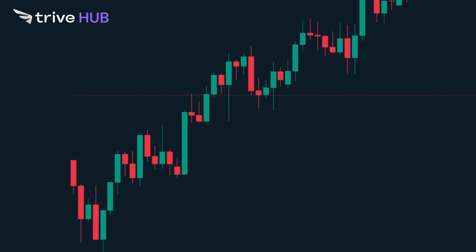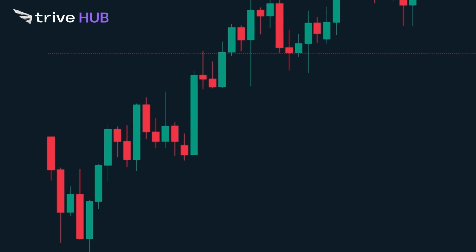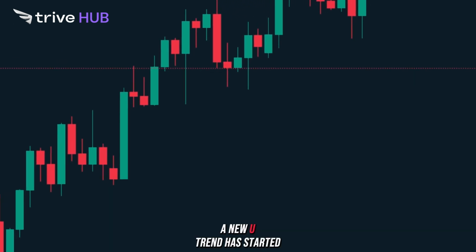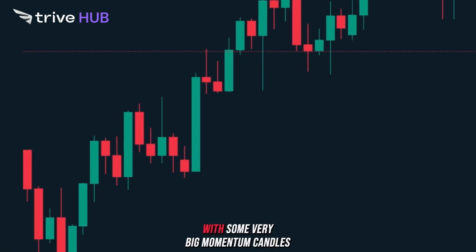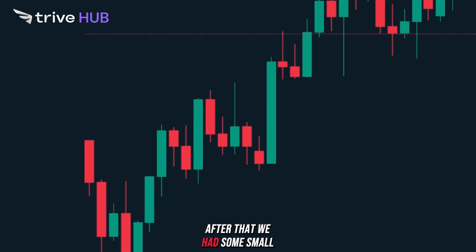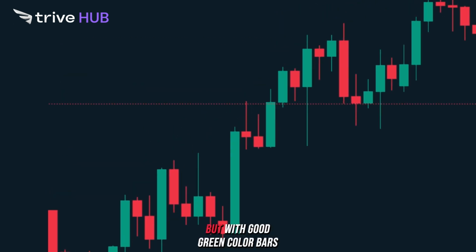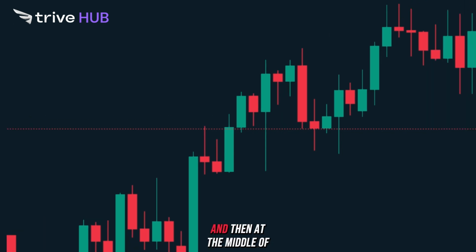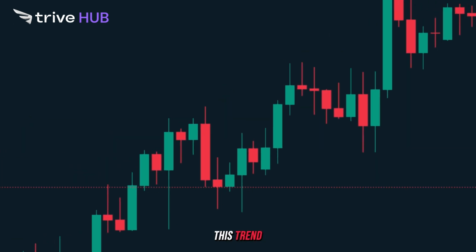Here on this chart you can see at this point a new uptrend has started with some very big momentum candles. After that we had some small pullbacks but with good green bars, and then in the middle of this trend we got some horizontal range, and that range got broken out with big momentum candles.